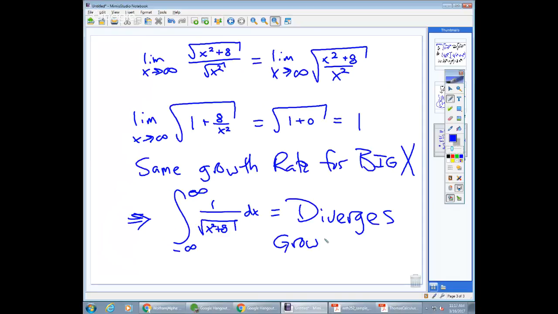That was the other one, yeah, the paint thing was the other one. So growth without bound is what this divergence means.